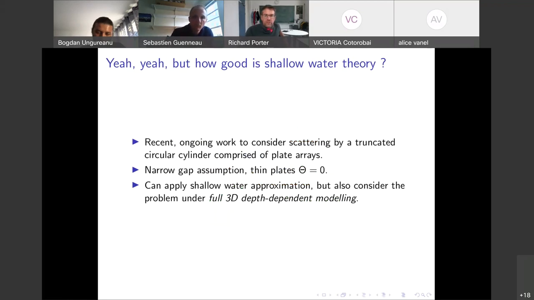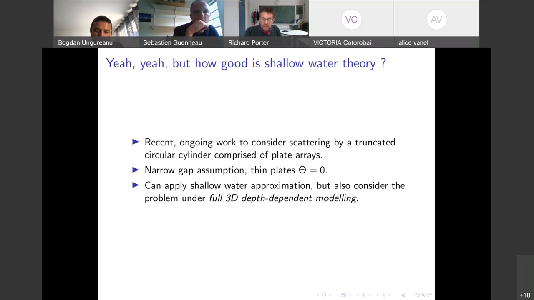This is going to be my last slide. Shallow water theory. I spent a lot of time talking about the shallow water theory and bathymetric plate arrays. The question is, how good is shallow water theory? I said it happens for all wave numbers, you get this kind of perfect, all-frequency behavior. But of course, it's not all wavelengths and wave numbers because it's restricted to long waves and shallow water.